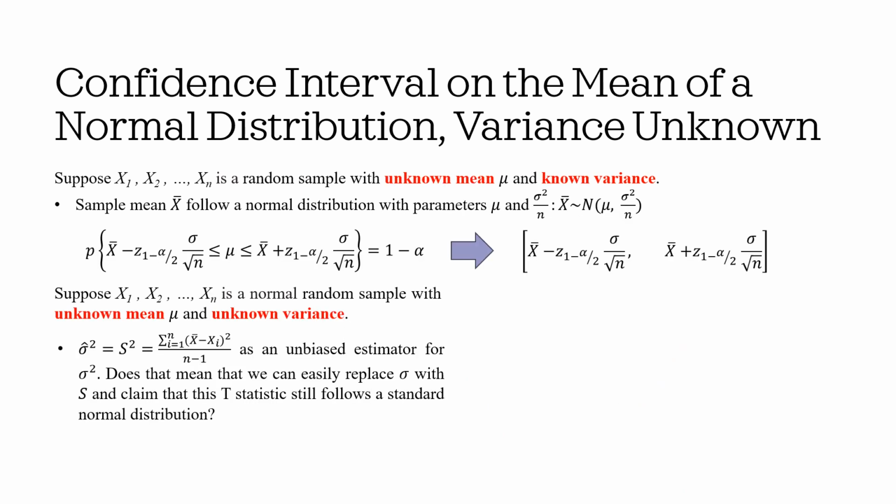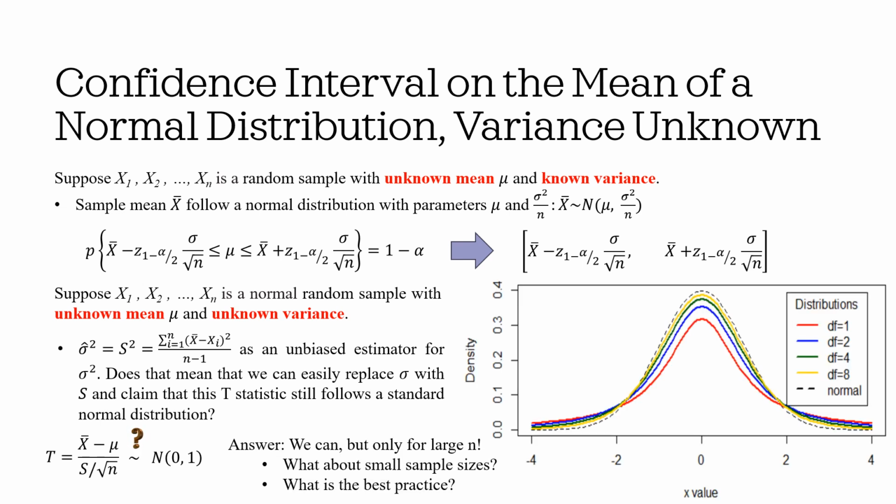Going back to our question on whether we can estimate x bar minus mu divided by s over square root of n using a standard normal distribution. The answer to this question is we can, but only for large sample sizes. The reason is due to the properties of t-distributions. We just derived that x bar minus mu divided by s over square root of n follows a t-distribution with n minus 1 degrees of freedom where n represents the sample size. Looking at the bottom left figure, we can see that as degrees of freedom of t-distributions increase, its behavior becomes more and more similar to a standard normal distribution.